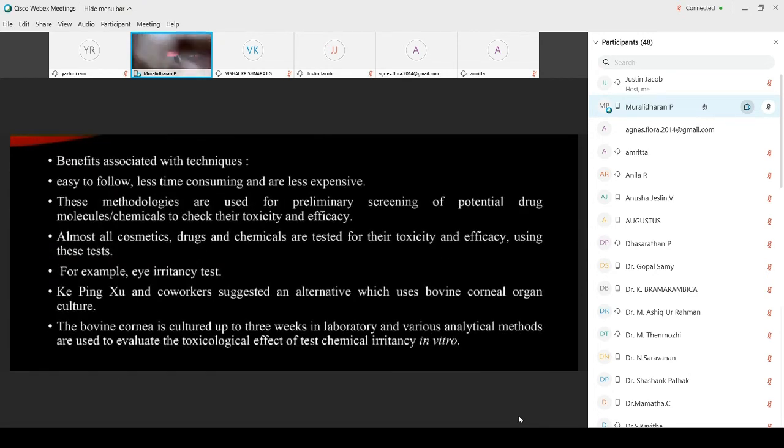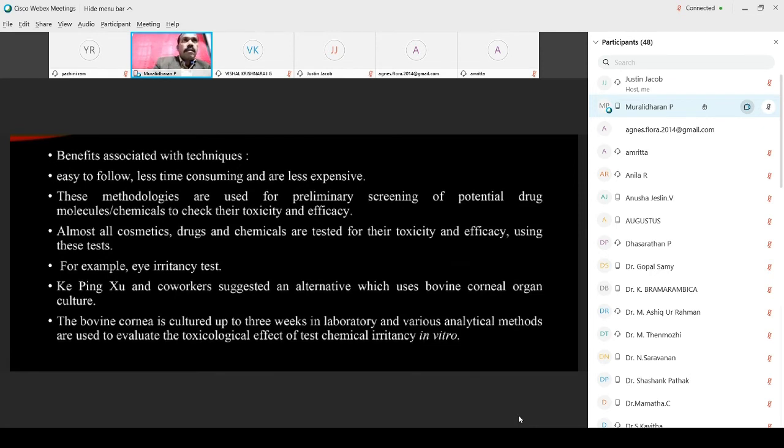Coming to cell and tissue cultures, the benefits associated with this technique are that it is easy to follow, less time consuming and less expensive. And the main thing is it does not raise any ethical issues, and these methodologies are used only for preliminary screening of potential drug molecules and chemicals, and to check toxicity and efficacy.